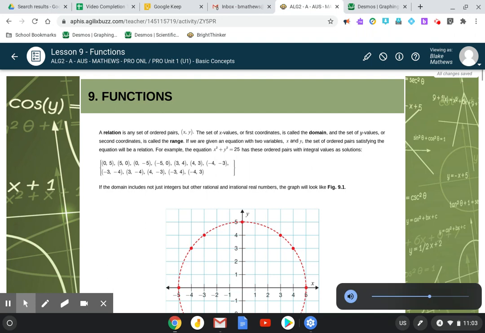All right, this is the last video for Unit 1 of Algebra 2, Lesson 9. So we are wrapping up this unit and we'll be doing review next week. So we're going to look at functions in this lesson, and that should be a concept that's familiar to you.